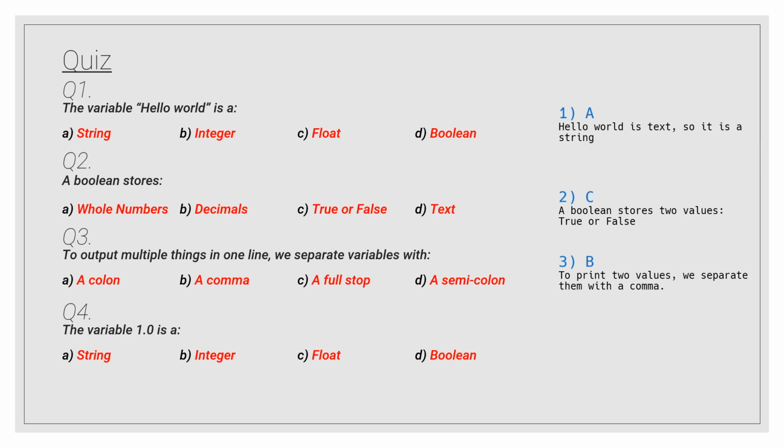And finally, the answer to question 4 was C. 1.0 has a decimal point, so it is a float. Although 1.0 is the same as 1, which is an integer, it isn't a whole number because it has a decimal point, and only floats have decimal points, so 1.0 is a float.